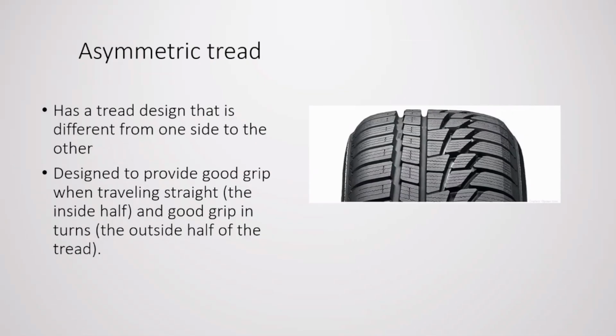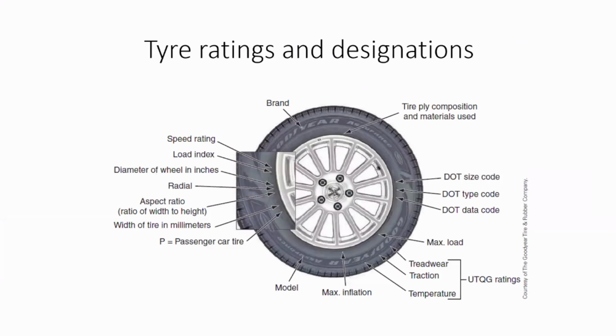So any question up to now regarding run flats and tread patterns? Right. Then tire ratings. As I said earlier, the tire sidewall supports the tire and provides the cushioning properties. And all the tire information is mentioned on the tire sidewall, right?